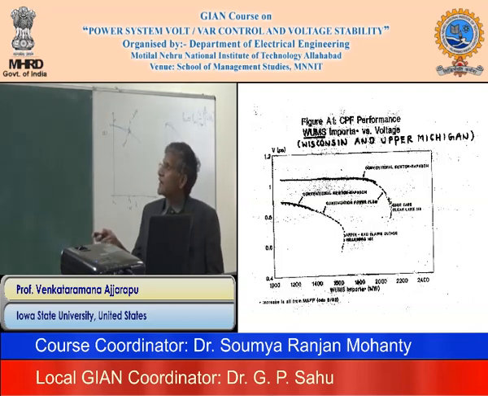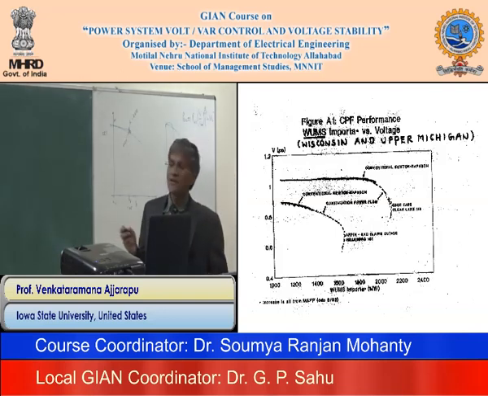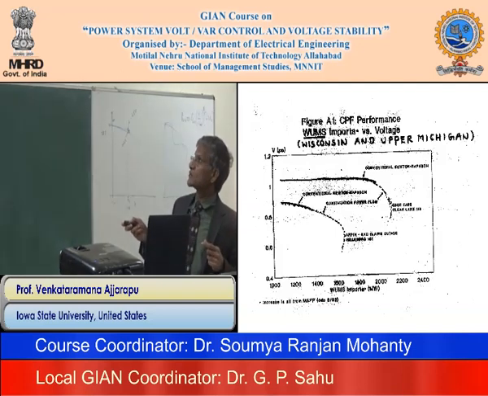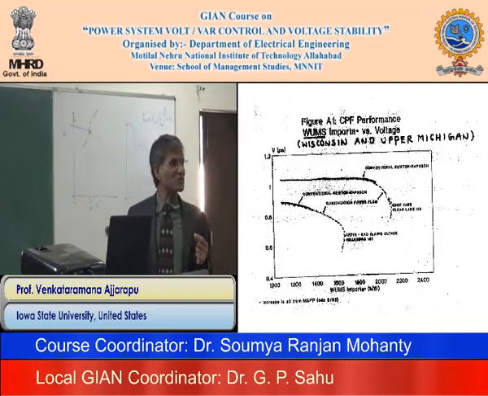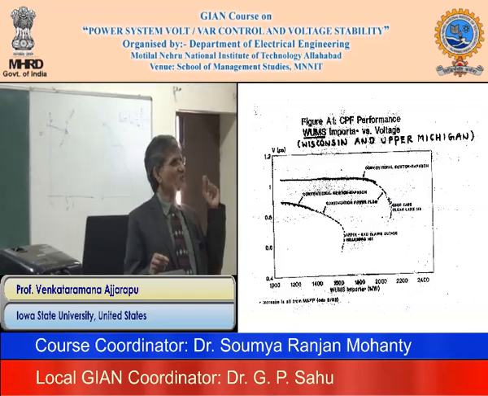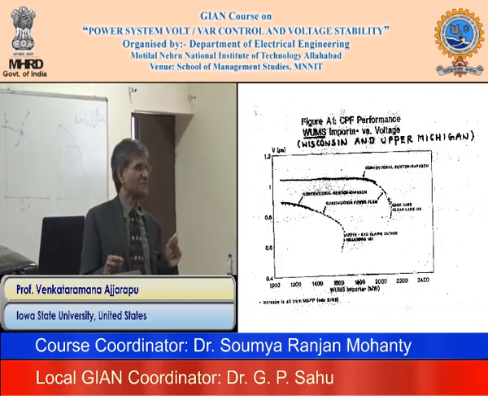Of course, you don't do 1800, you have to maintain some margin. And also remember, you don't decide by one contingency, as I mentioned before. They have to do n minus 1 contingency. You do n minus 1 power flow or n minus 1 power PV curves and take the minimum of that.